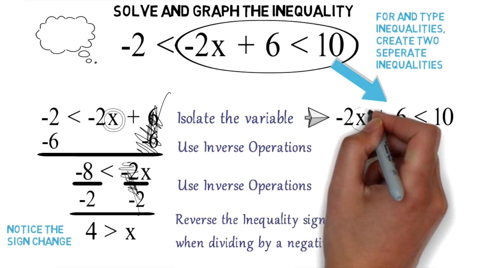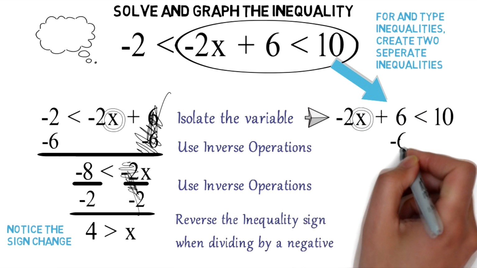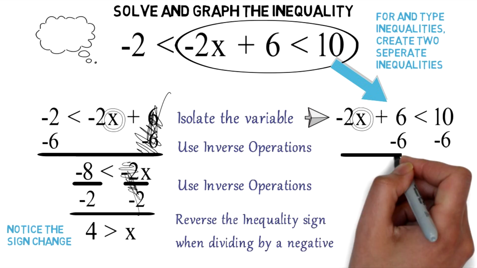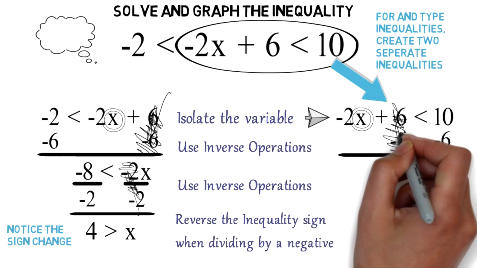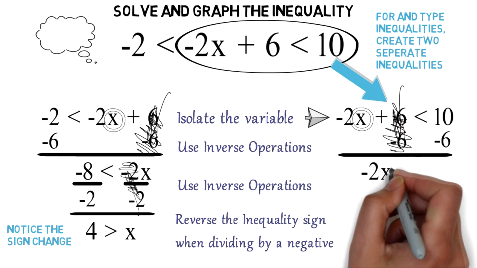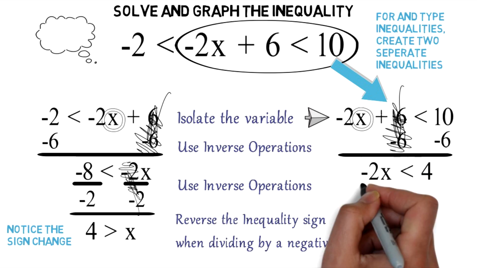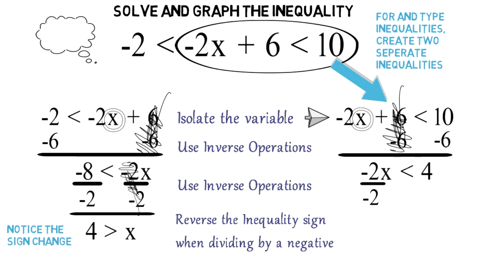Now, let's focus on the second half. Again, we want to isolate the variable. So we're going to subtract 6 from both sides of the inequality. The +6 and -6 cancel each other out. You're left with -2x is less than 4. Divide both sides by -2.